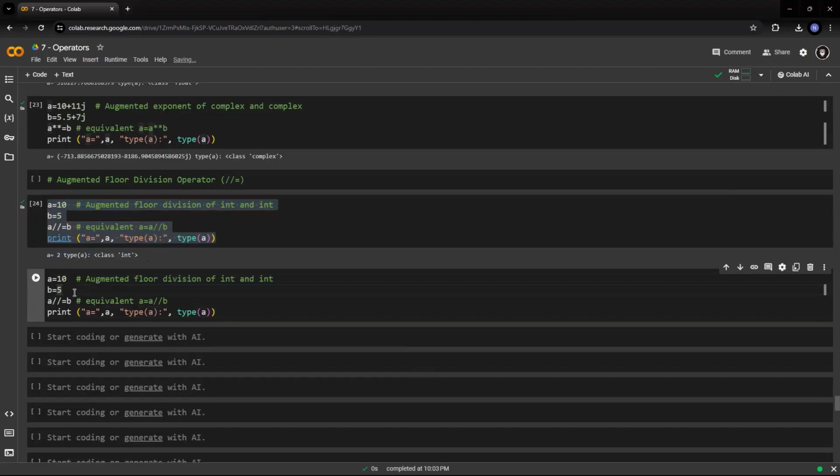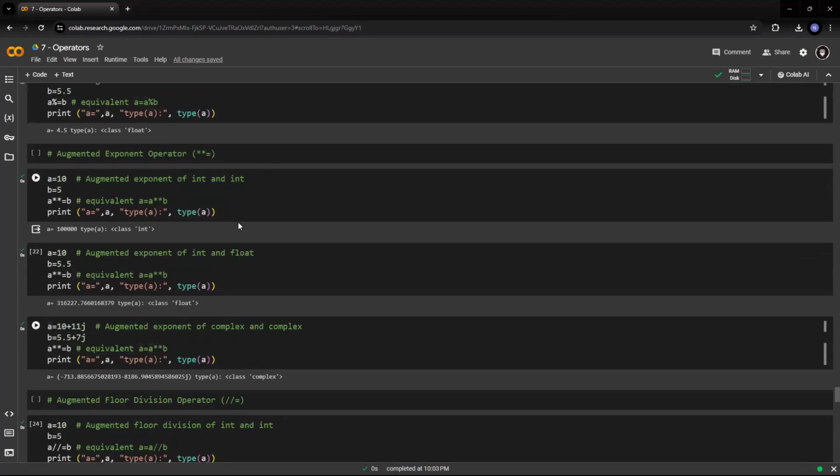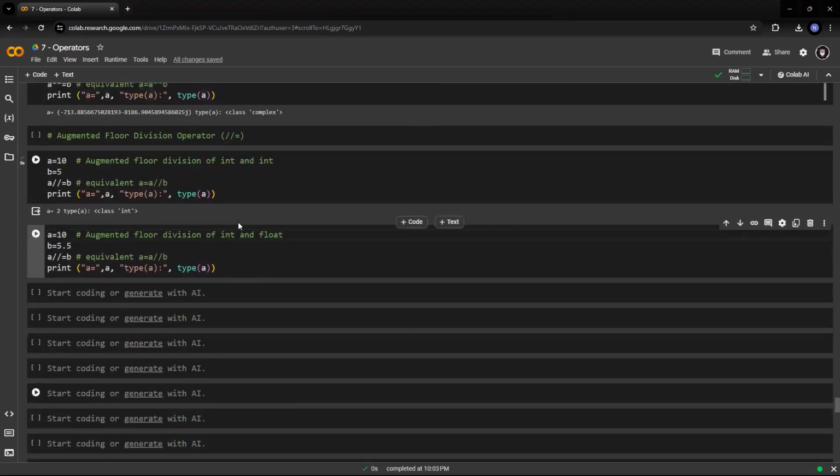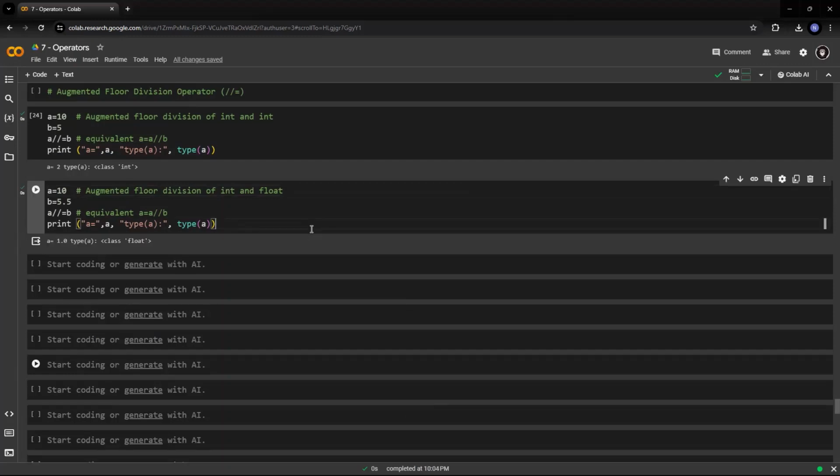Let's try it with a float. Int and a float. Just give me 1 minute. Okay, I have written it. Augmented floor division of int and a float. Let's see what happens. So it gives me a float.